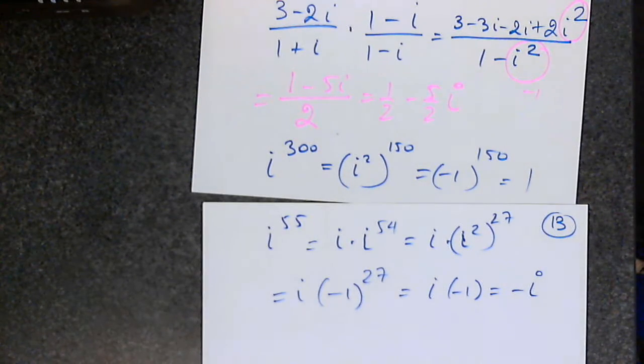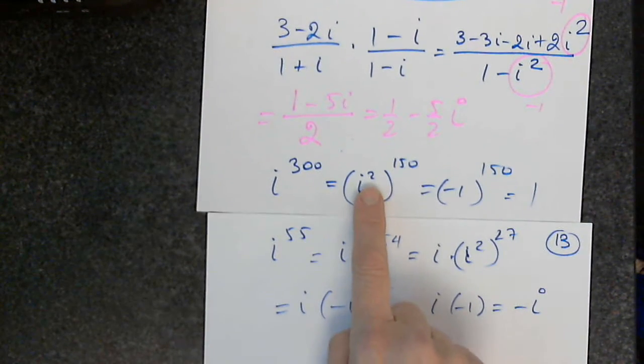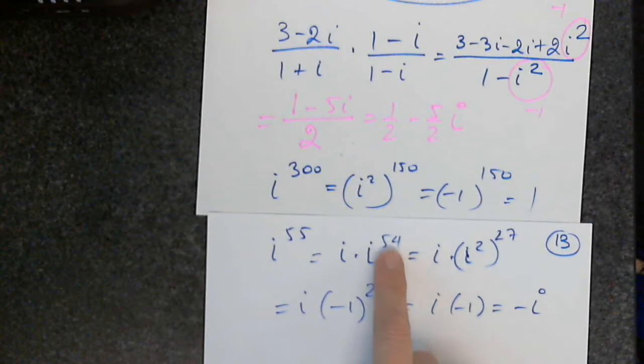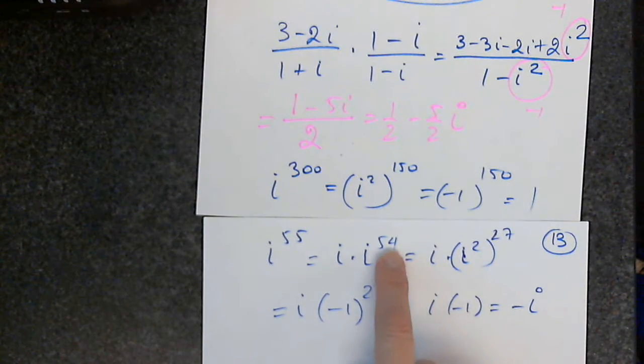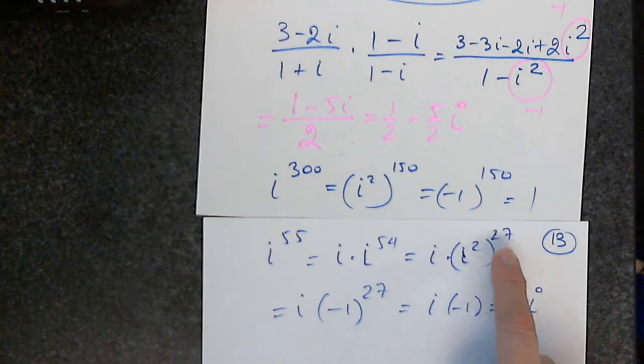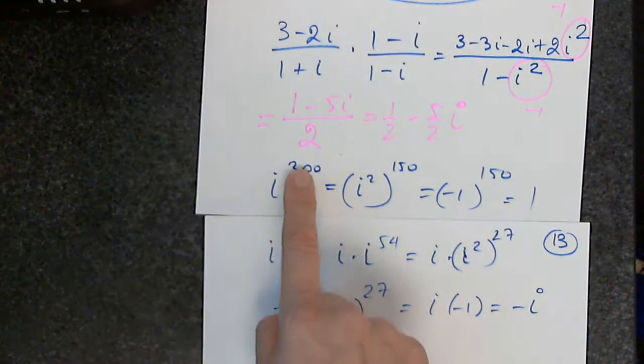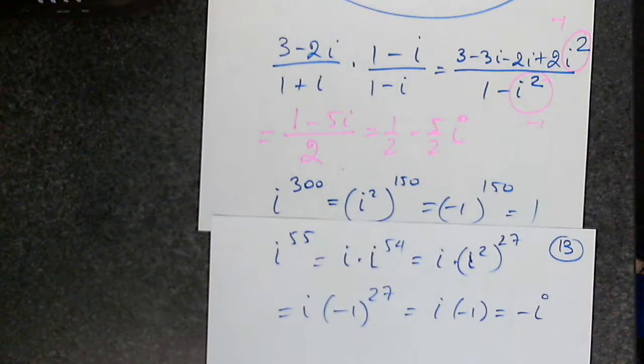How did you get the first part versus i times i squared to 27? In the same way I got i squared to 150, I got this one to be i squared to 27. 2 times 27 is 54. 54 divided by 2 is 27. 300 divided by 2 is 150.